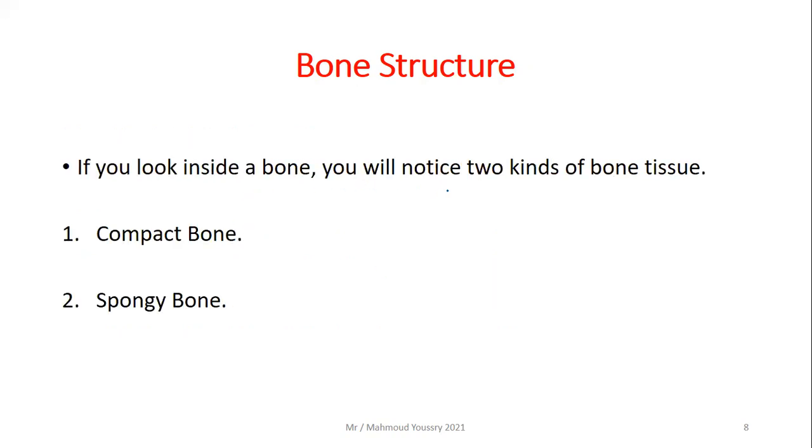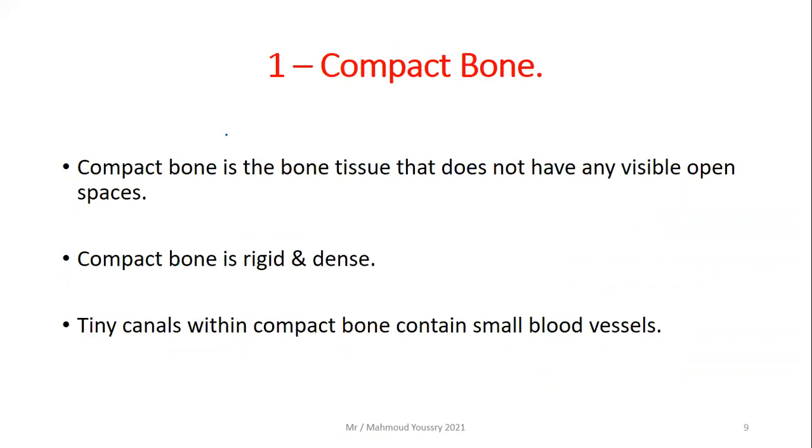If you look inside a bone, you will notice two kinds of bone tissue. Number one, compact bone, and number two, spongy bone. Let's look at them. What about the compact bone? Compact bone is the bone tissue that does not have any visible open spaces. From its name, it is compact, so there are no visible open spaces. Compact bone is rigid and dense. Tiny canals within compact bone contain small blood vessels to deliver blood to the compact bone.